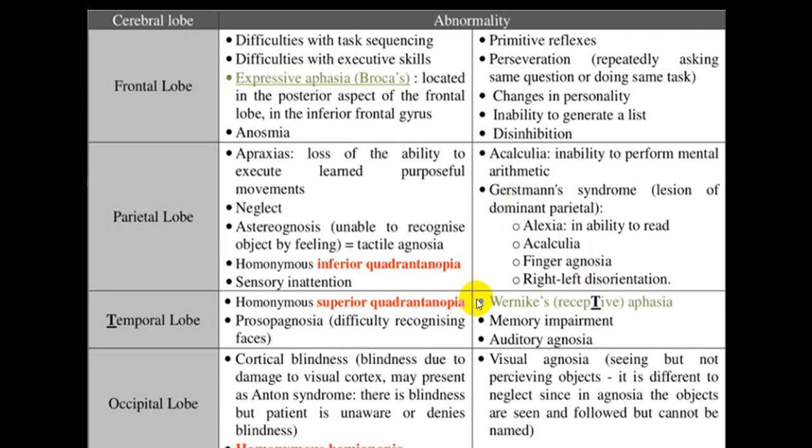If the temporal lobe is involved, the person can have Wernicke's aphasia, memory impairment, and auditory agnosia, along with homonymous superior quadrantic loss and even facial agnosia called prosopagnosia. Occipital lobe involvement can cause cortical blindness due to damage to the visual cortex in the form of homonymous hemianopia. The person can also have visual agnosia because of damage to associated areas. These are the different types of presentation which can be there in case of a cortical damage.